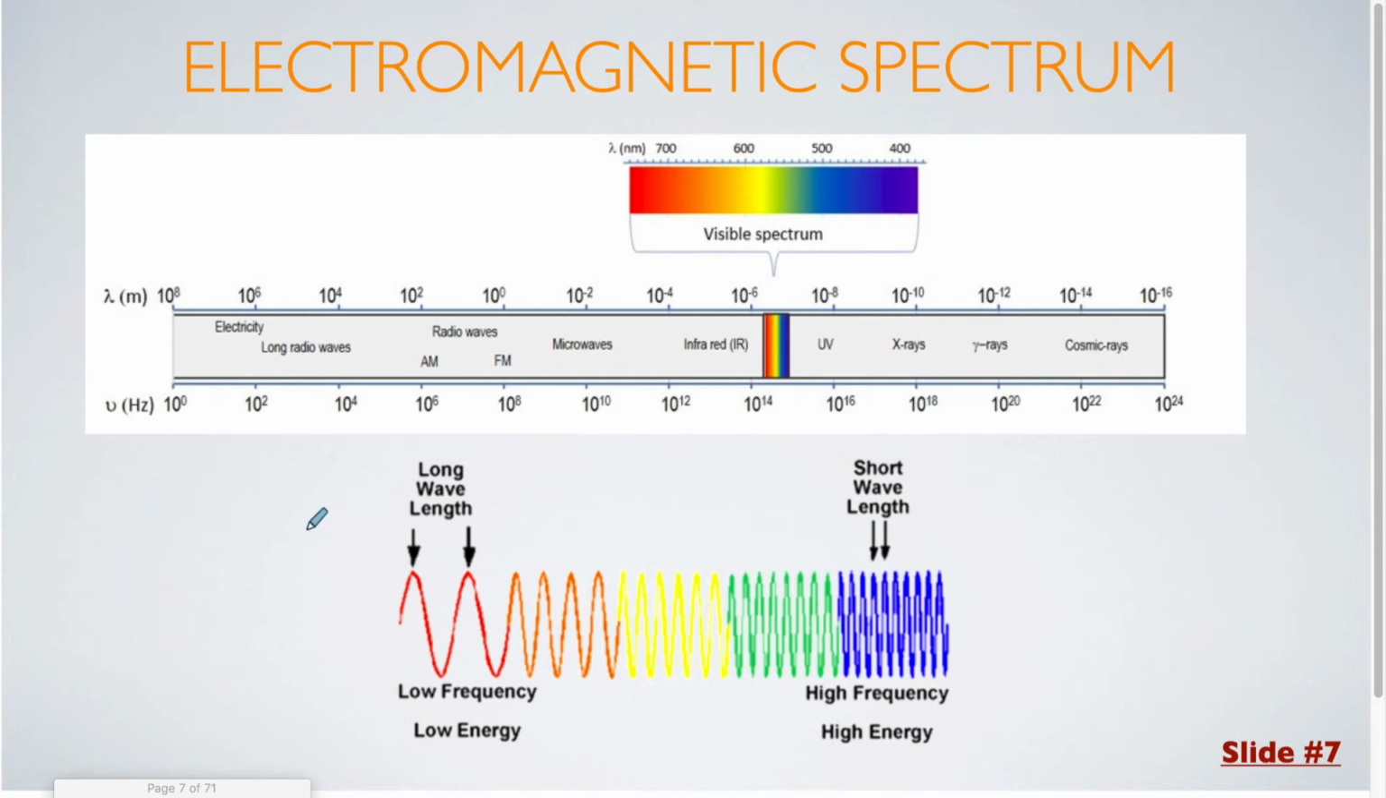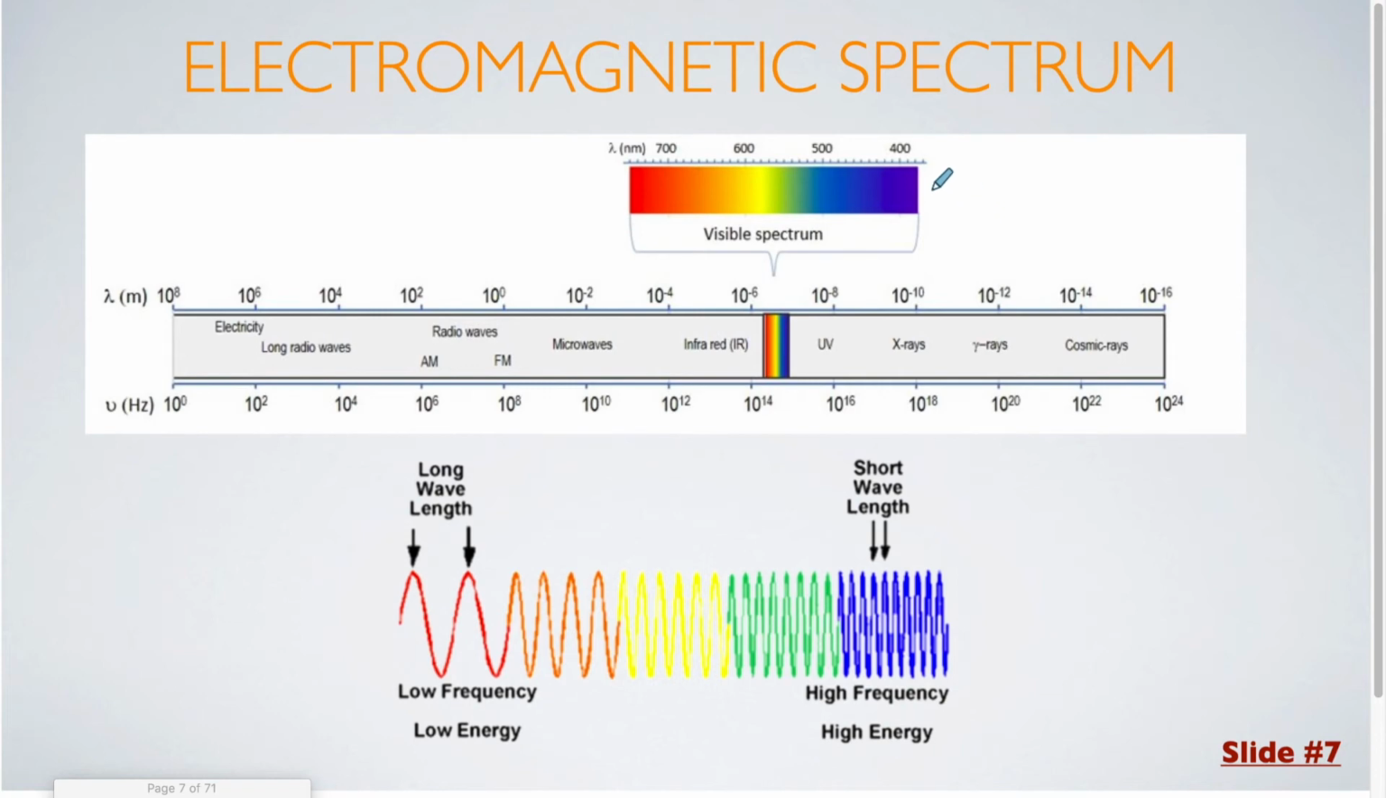Many of the types of electromagnetic radiation that are on this spectrum you should already be familiar with, such as radio waves, microwaves, and infrared. This tiny little section right here, which is expanded upon above, is the visible spectrum. So this is what you're able to actually see.